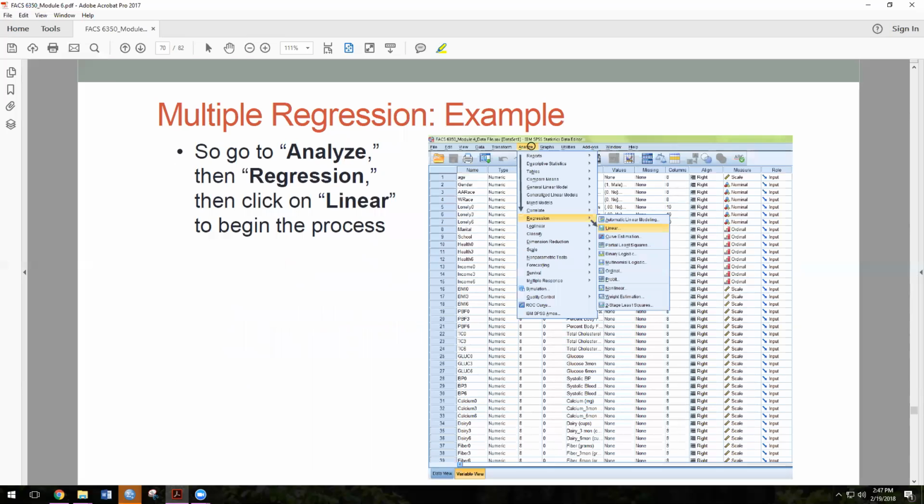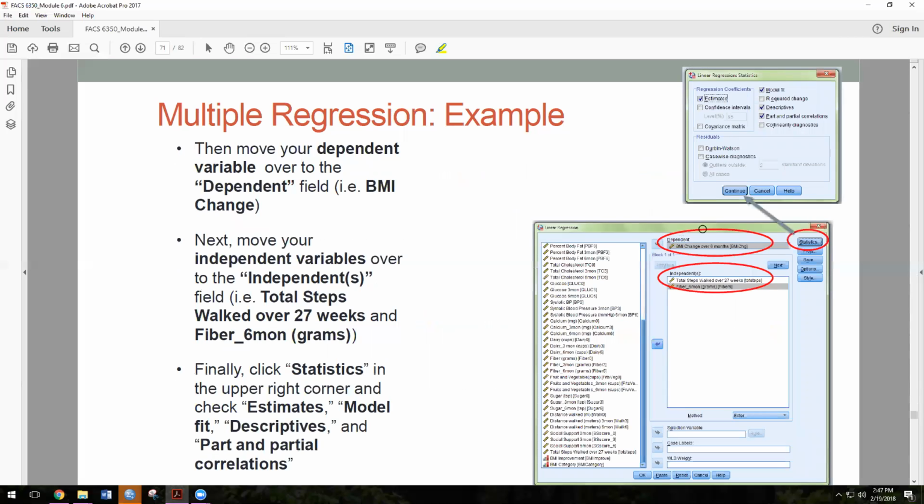I'm going to go to Analyze, choose Regression, and then I'm going to choose Linear. So then I'm going to move my dependent and my independent variables over, and I'm going to click on Statistics, and I want to select the estimates, the model fit, descriptives, and now I'm adding in my correlations.